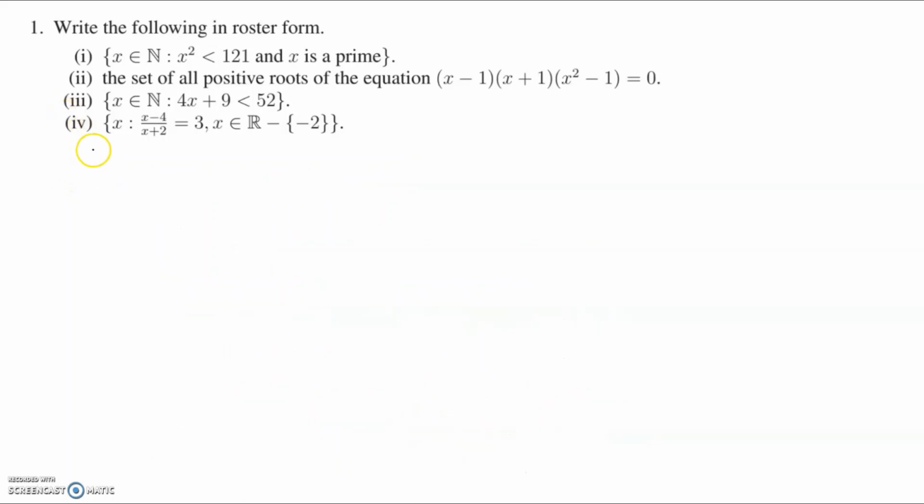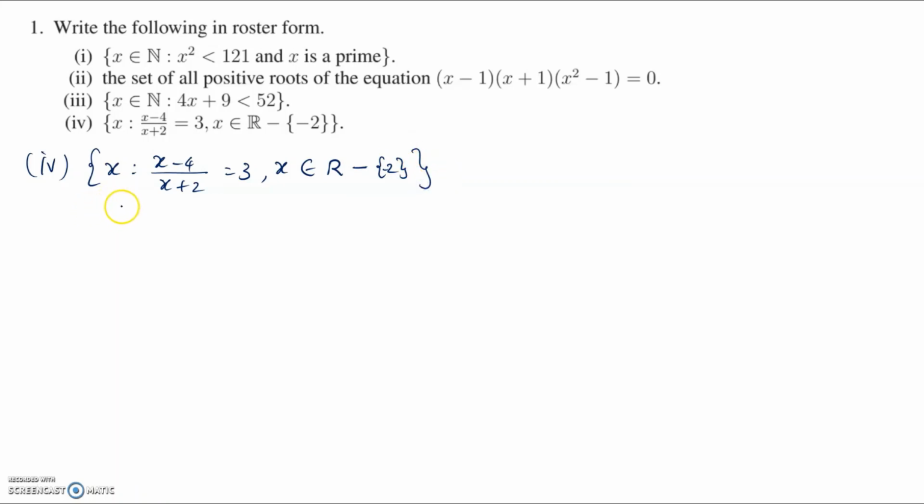Now for the last one, to be written in the roster form, the given condition is x such that (x minus 4)/(x plus 2) is equal to 3, and x belongs to the set of all real numbers minus {minus 2}.